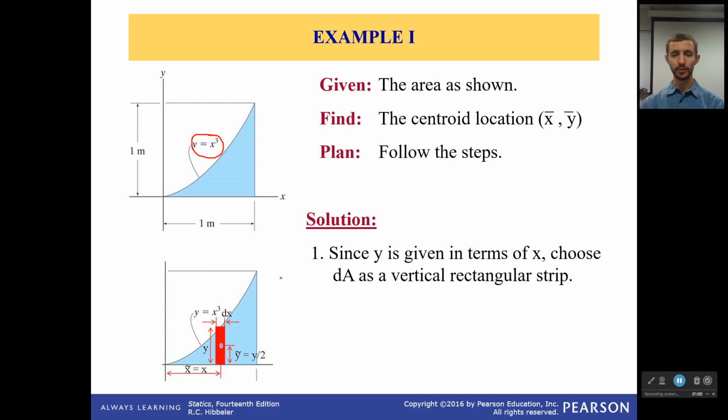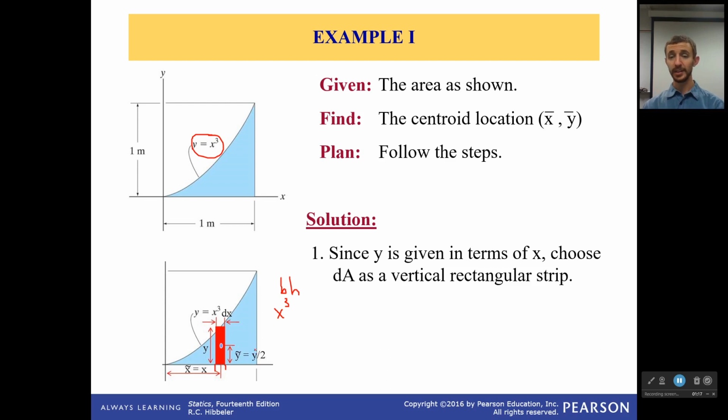Okay, so its height, area of a rectangle is base times height. Its height is going to be equal to x cubed. And what is the width of this rectangle? Its base is going to be dx.